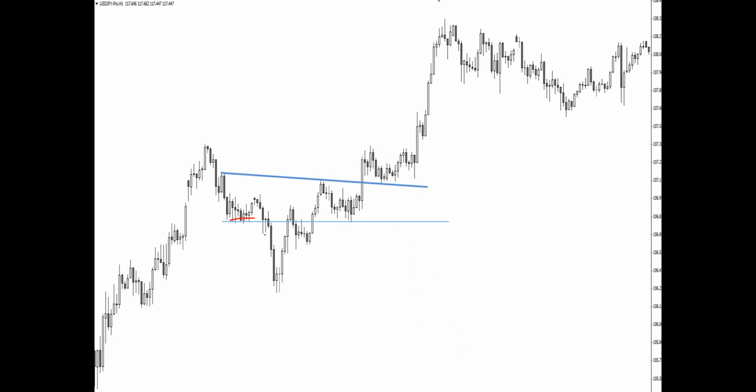So left, head, right. 1, 2, 3 chances to go long at the bottom of the right shoulder. And look at this, bang. Now if you see this pattern, you can obviously place your stop loss here. Or if you trade the traditional way, you can place your stop loss below this point.